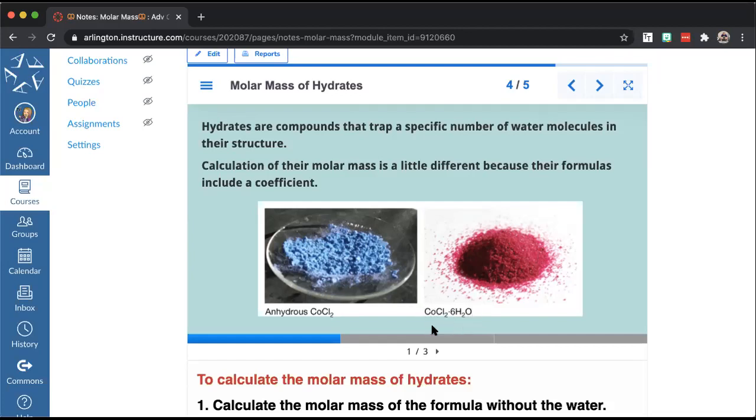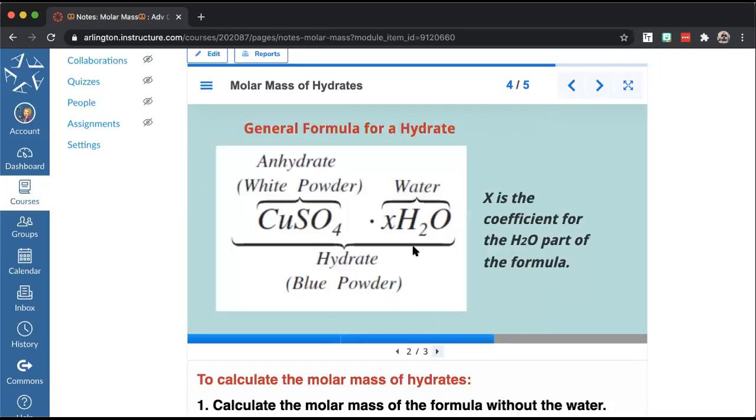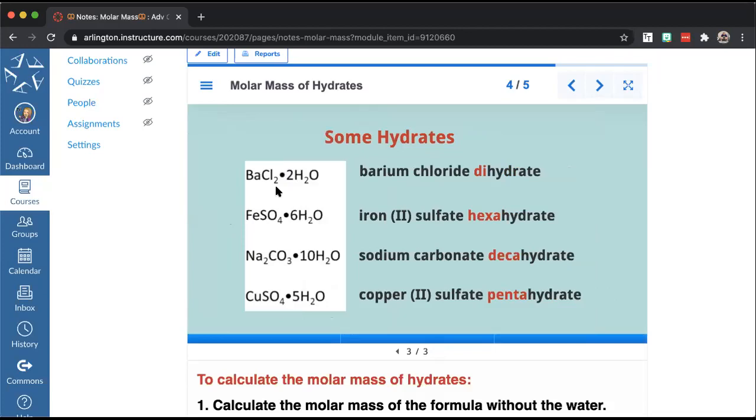and that also changes the molar mass because now there's 6 water molecules attached to this cobalt(II) chloride. And so what you do for that is you calculate the molar mass of your compound, just like we saw on the last slide. And then you have to do the molar mass for water and multiply it by whatever the coefficient in front of the water is. Okay. So some other examples: barium chloride dihydrate, iron(II) sulfate hexahydrate, sodium carbonate decahydrate, copper(II) sulfate pentahydrate. And so in all of them, you see the prefix matches whatever number is in front of the water.